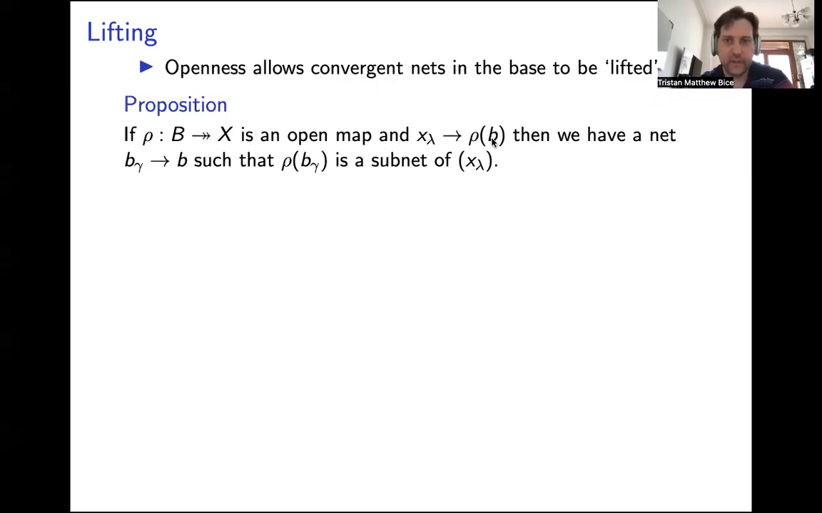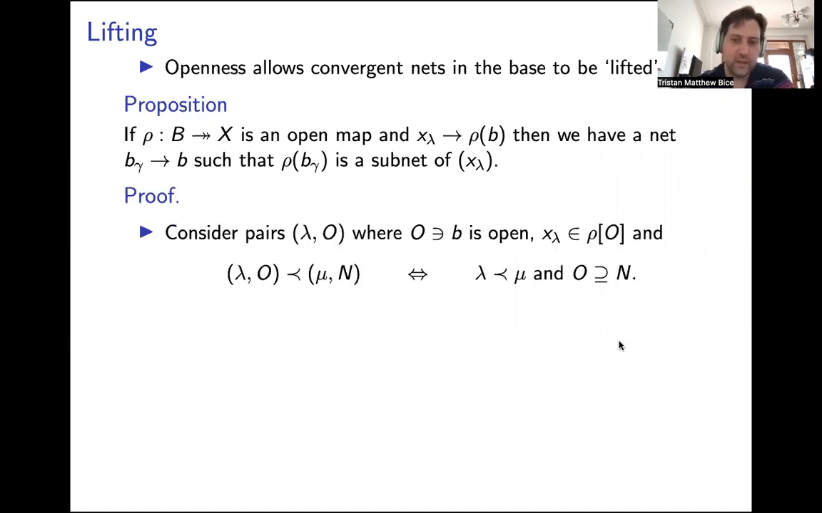converges to. Then what we're claiming is that we can lift it, in the sense that we have another net which converges to b, such that when you project those b_gamma onto the base space, so it could be a different index set, then you get a subnet of x_lambda. So you may not pull back x_lambda itself, you'll lift a kind of subnet of x_lambda. But nevertheless, that will be all we'll need for most applications.